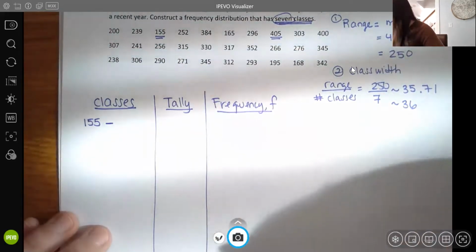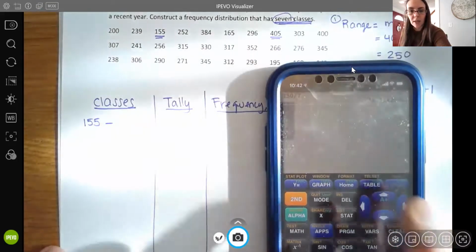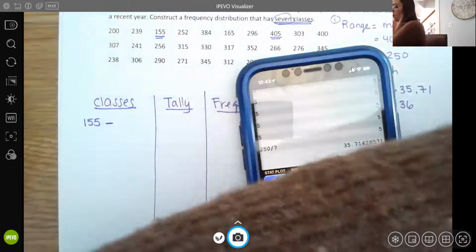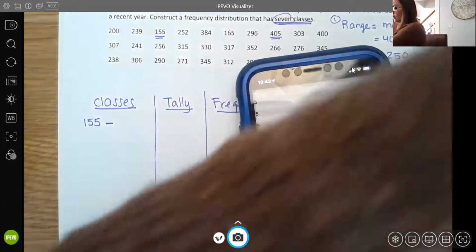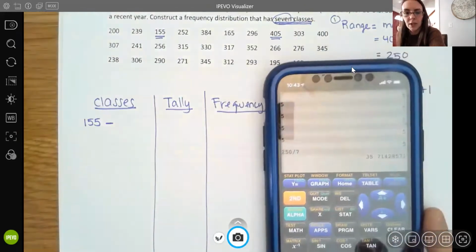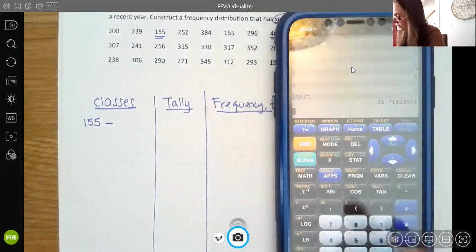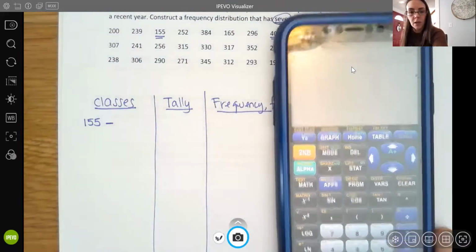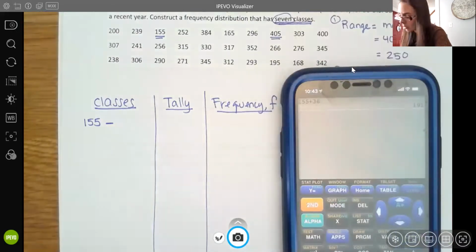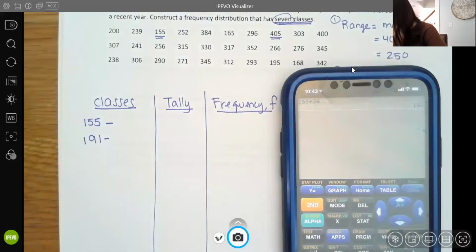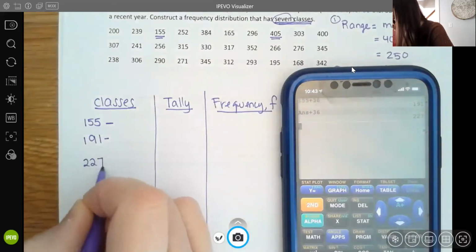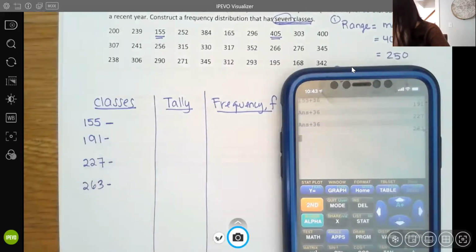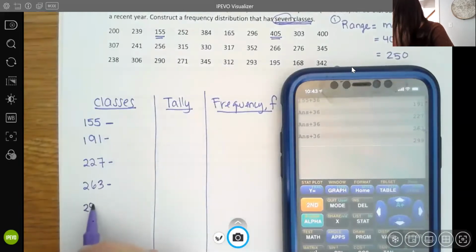And before I do anything else, I'm actually going to find all of my lower limits. And I'm using that 36 here. So I'm going to start with that 155, and I'm just going to add 36 to it. When I do that, it's a little hard to see on the screen, I get 191. Then I'm going to add 36 to that, and I get 227. I'm going to add 36 again. I get 263. Add 36. Get 299.